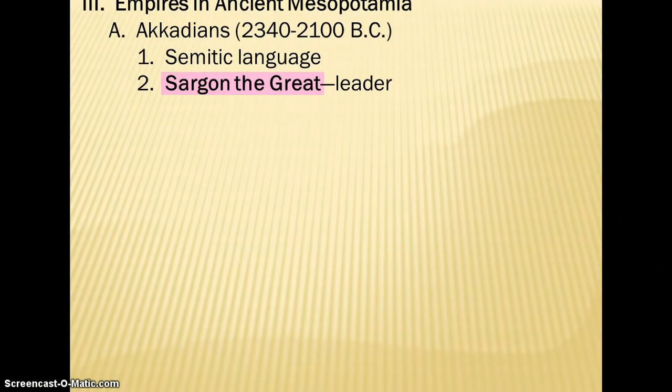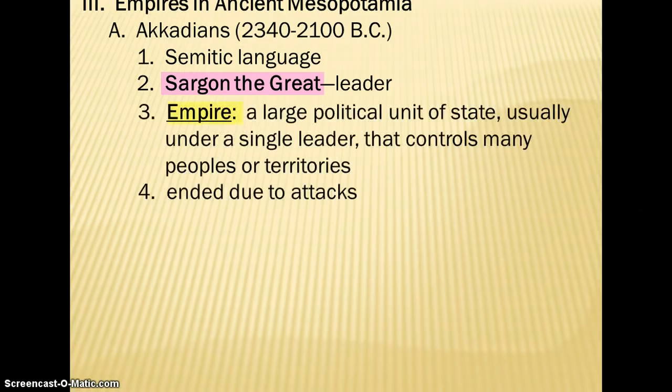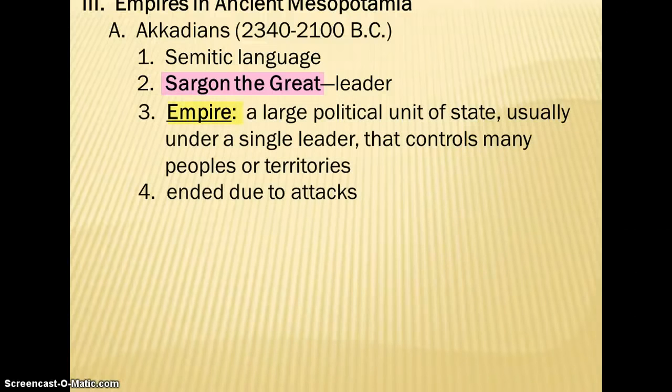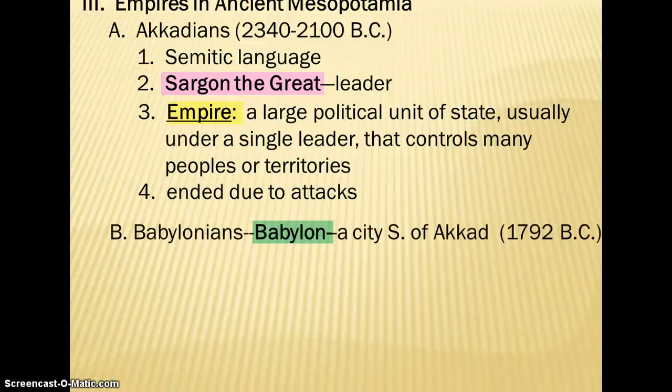All right, the very first empire in ancient history was the Akkadians, and they ruled from 2340 to 2100 BC. Their leader was Sargon the Great, and he established an empire, which is a large political unit, usually under one ruler, like Sargon the Great, that controls many territories. Now, the Akkadians didn't really cover or control a lot of area, but it was just the region of Akkadia and Mesopotamia. They ended under large attacks, and the Babylonians took over.